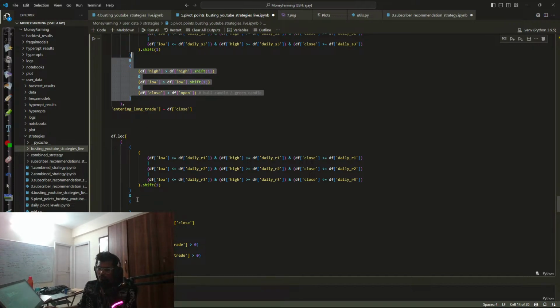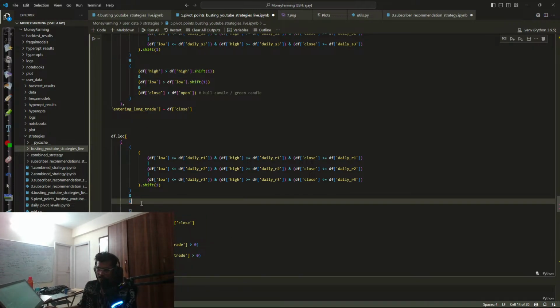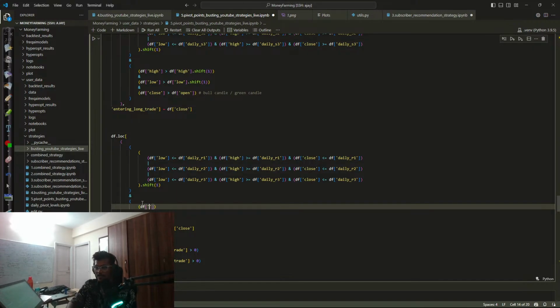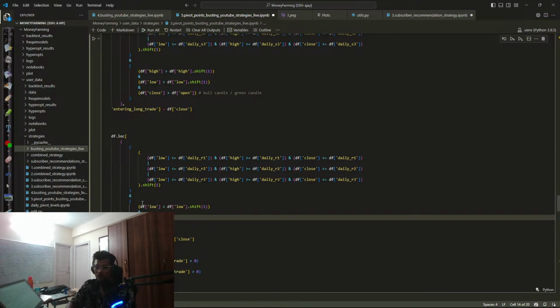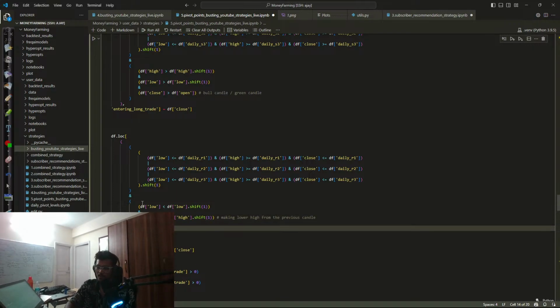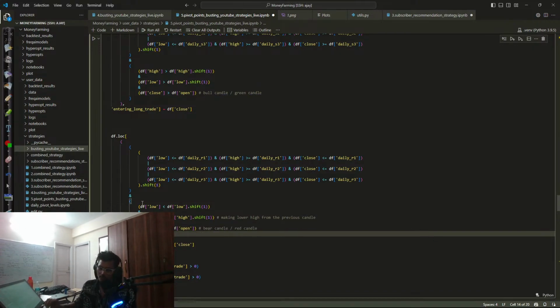Here what we need is, sorry, it should make a lower high from the previous one, and lower high and lower low from the previous candle, making a lower high from the previous candle. Okay, and then close should be less than open, because this is a bear candle or red candle. Okay, so we are done there.